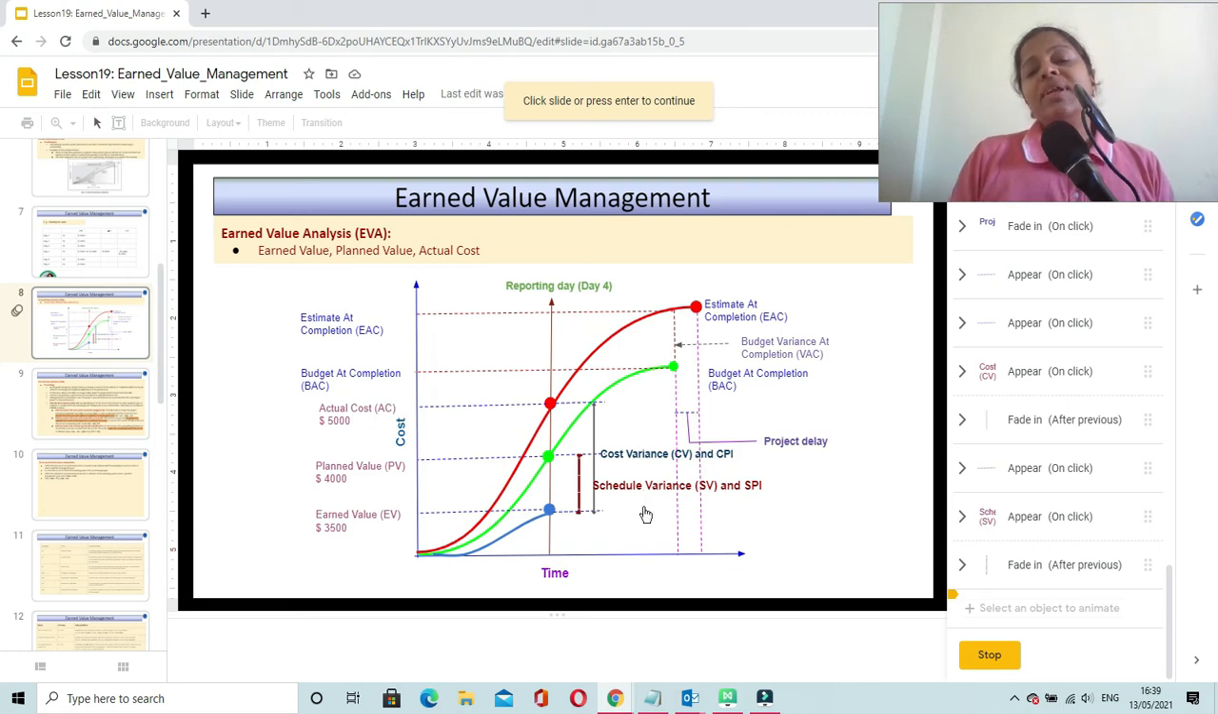If your schedule variance is more than 0, that is positive, that means your project is ahead of schedule and it is performing very well. If your schedule variance is 0, that means your project is on schedule. And schedule performance index indicates the schedule efficiency of your project at a given point in time. So this is all about the cost variance, schedule variance, cost performance index, schedule performance index.